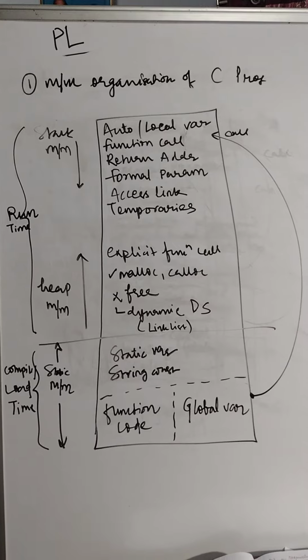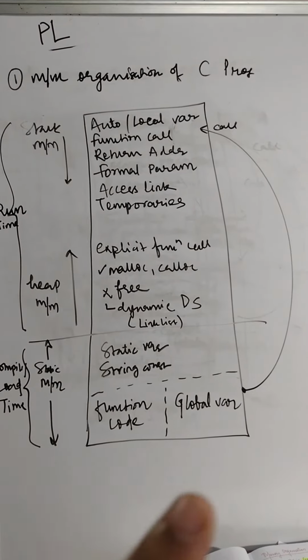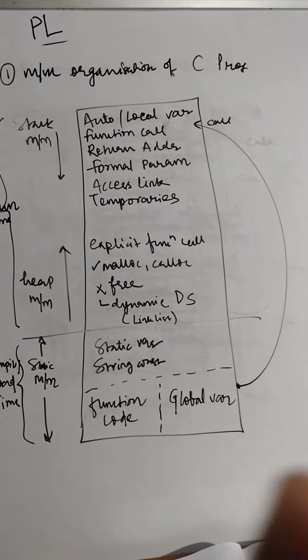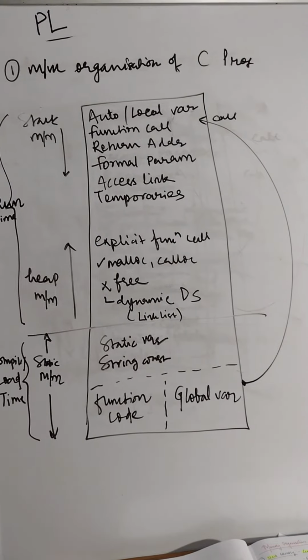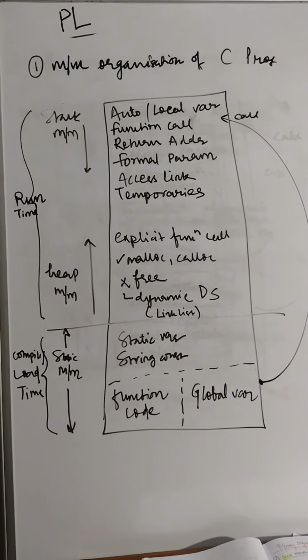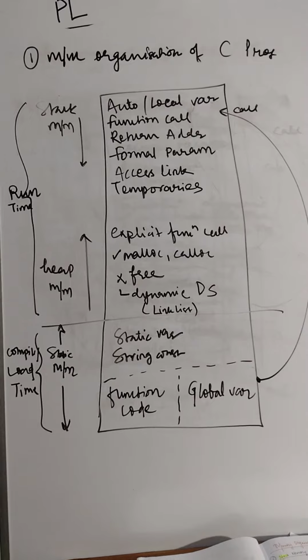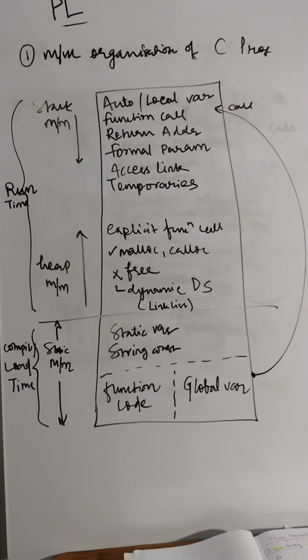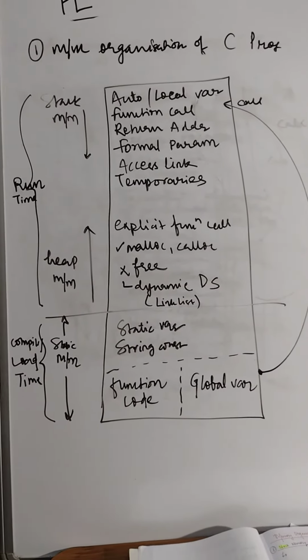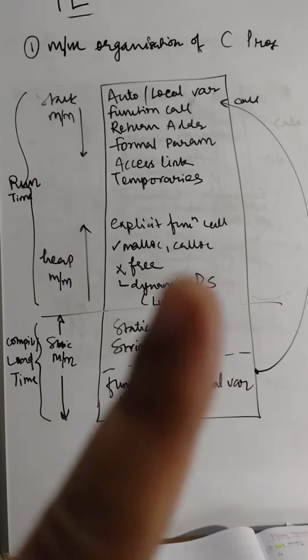Now, in static memory, it helps us to store all the function code that we have written. It helps us to store the global variables, static variables, and string constants. And it is allocated in the compile or the load time. Once the compilation is done, the function code helps in calling up different functions.